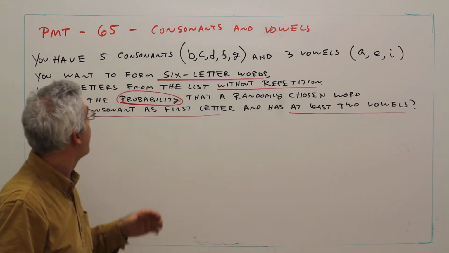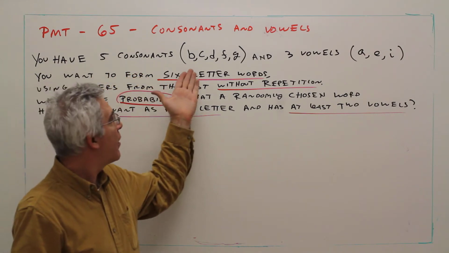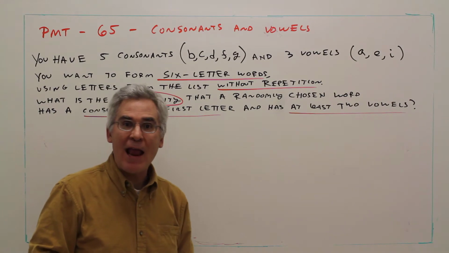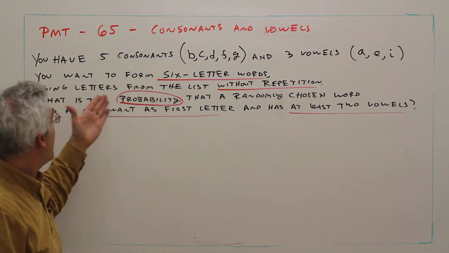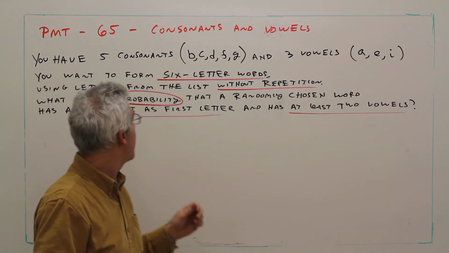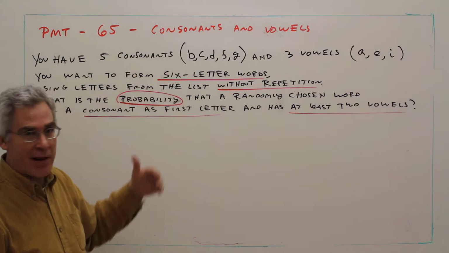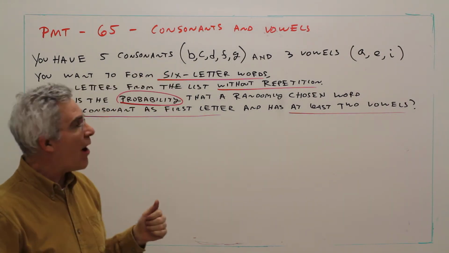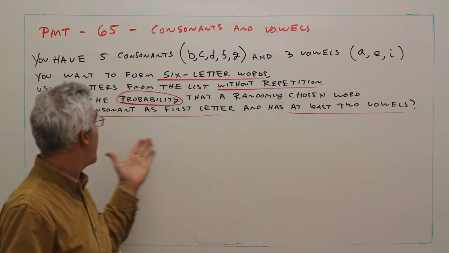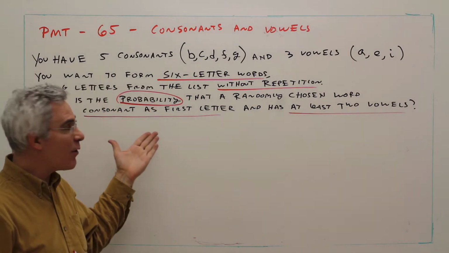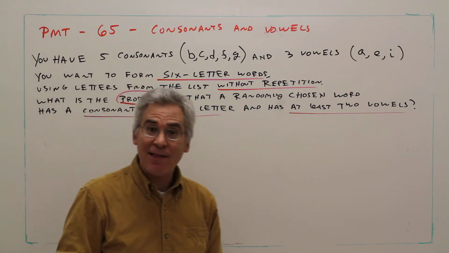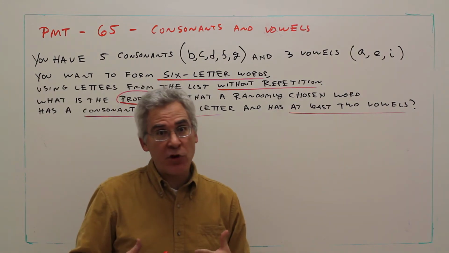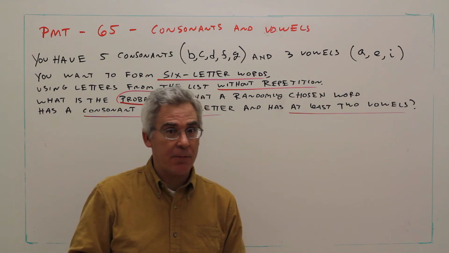Here's the problem. You have 5 consonants, B, C, D, F, and G, and 3 vowels, A, E, and I. You want to form 6-letter words using letters from the provided list with no repetition. What is the probability that a randomly chosen word has a consonant as the first letter and has at least 2 vowels? So this problem is a little bit more challenging. Let's just try to do the best we can.